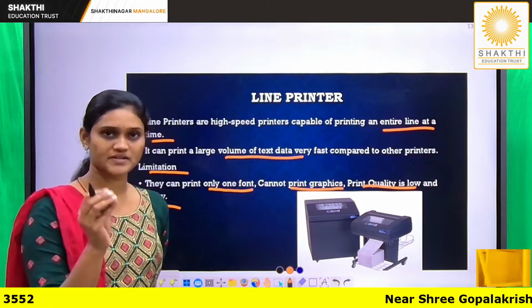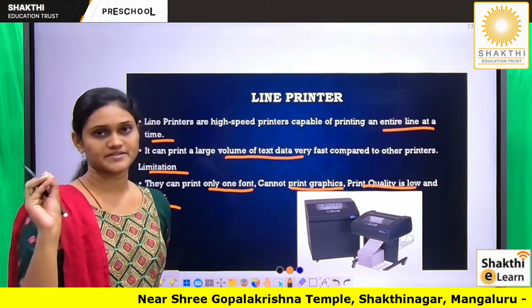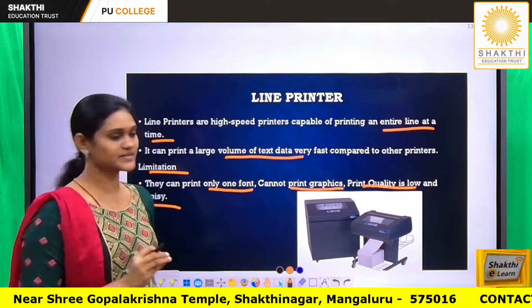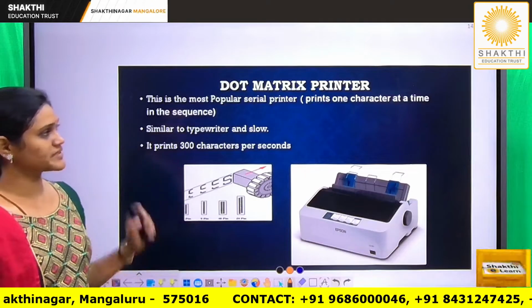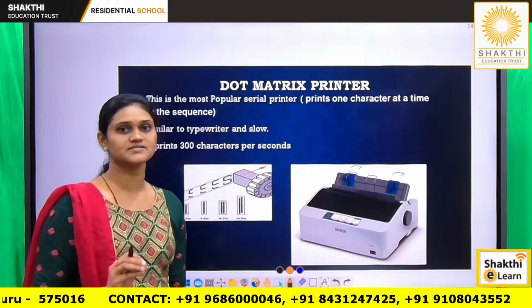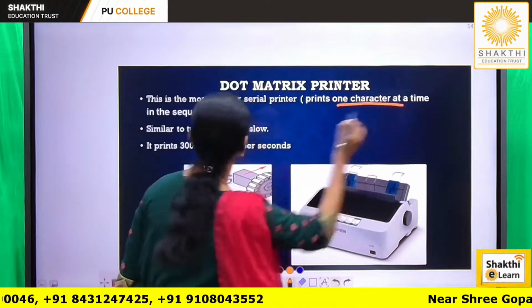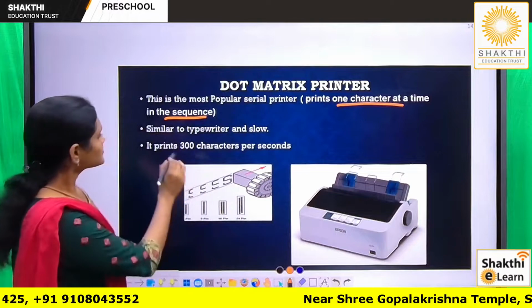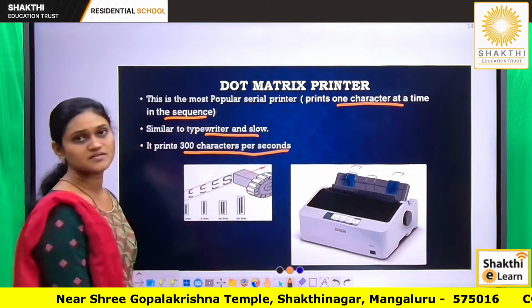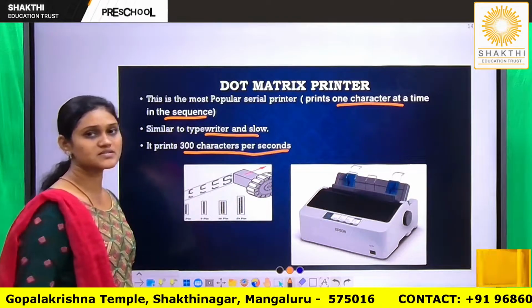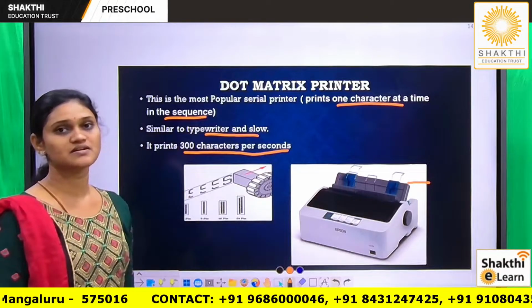What do you mean by impact? It is creating some impact. How is it creating it? By striking, noise will be generated. So this is an example of an impact printer, and see the size of the printer. Now coming to dot matrix, even it is an impact printer, striking is there and noise will be created. Here it will print one character at a time, that too in sequence. So it is similar to a typewriter and it was also slow, and it can print 300 characters per second. And this is the image of a dot matrix printer, which is an impact printer.